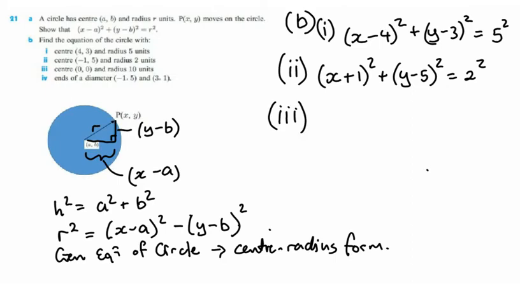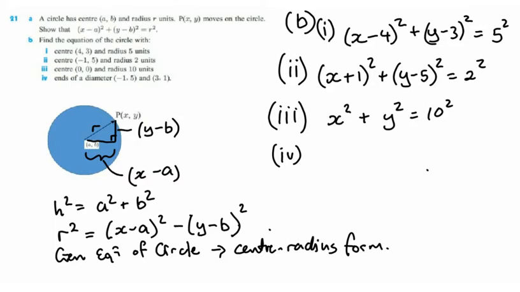centre 0, 0 and radius 10, well x minus 0 is just going to be x. So I'll have x squared, and similarly if the y is centred at the origin as well, the y coordinate, so it's x squared plus y squared equals 10 squared. Straightforward again.